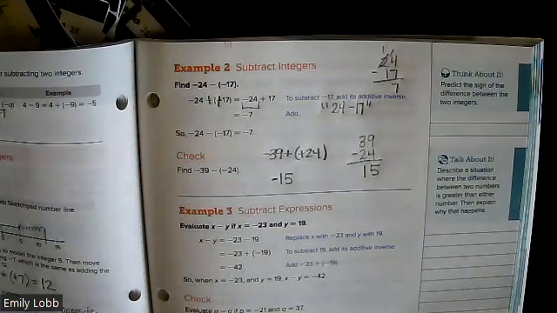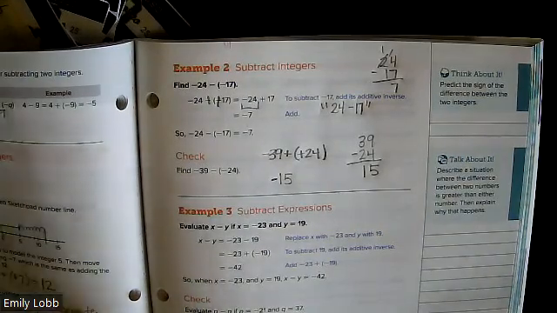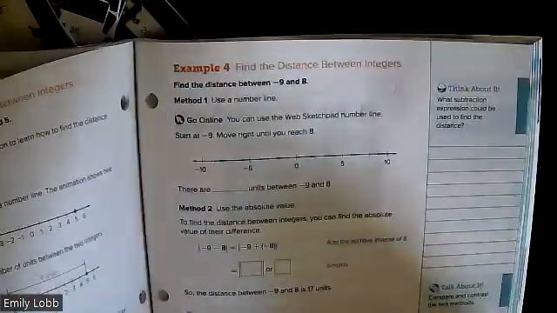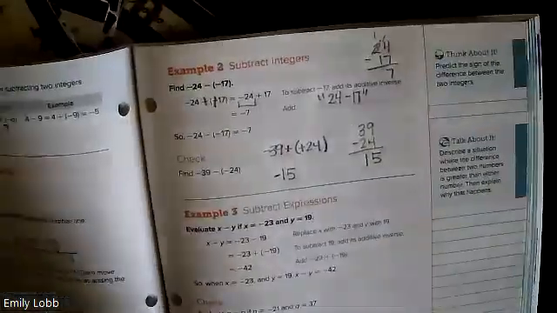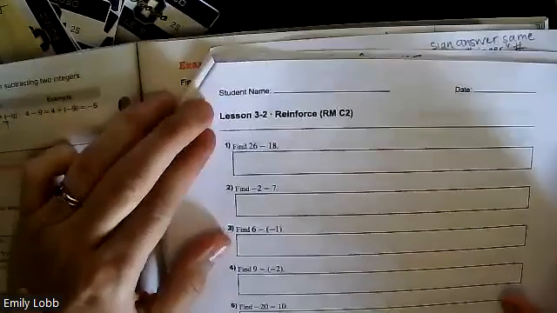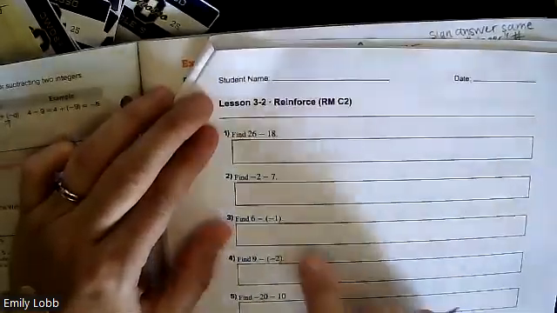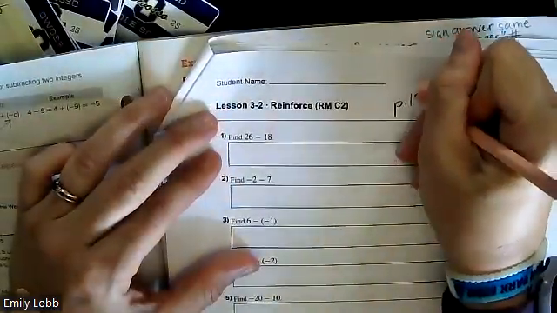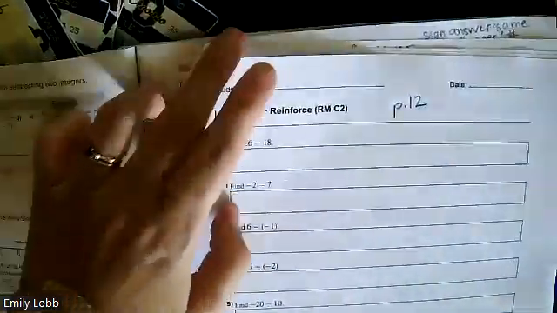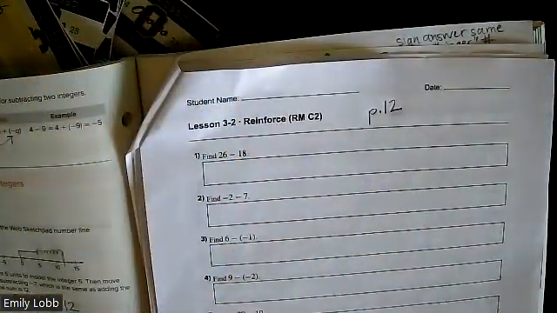All right, we're gonna leave expressions alone right now. So we are gonna go ahead and hop to our packet. And I just want you to do a few to be sure these are solidified. So remember, this is page 12 in your packet. We're just continuing right on to 3-2. And 3-2 is the last thing. So this is more reinforcement of adding and subtracting integers.